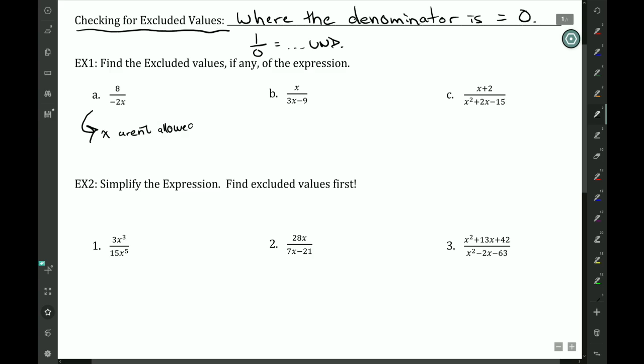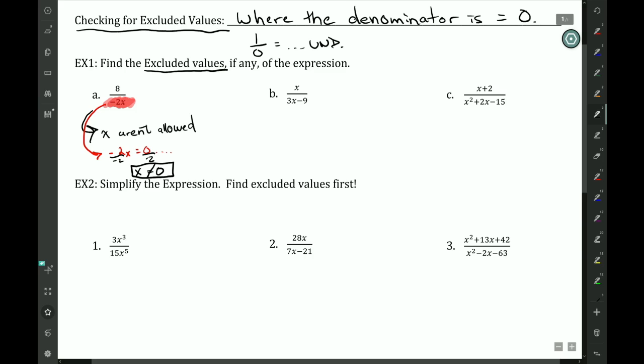And to do that, it's really easy. All I'm going to do is take the denominator. That's the only thing I'm concerned about, and I'm going to set it equal to 0 to find out. So where is negative 2x equal to 0? Well, if you divide each side by negative 2, you can divide 0 by negative 2, x equals 0, which really means the excluded value, we can't let 0 into the party. Every other value is allowed except for 0. 0, not coming in, bud, sorry.